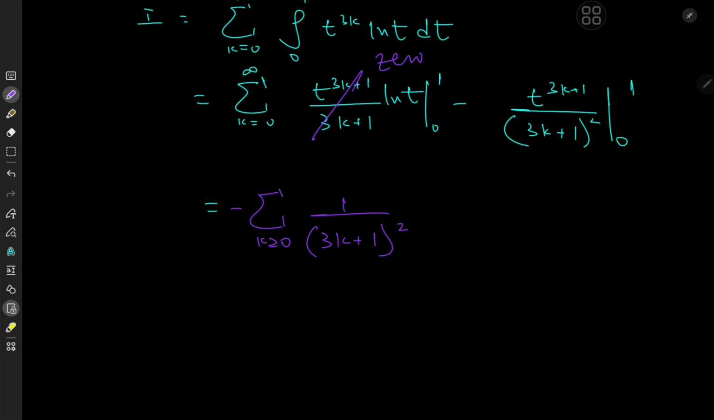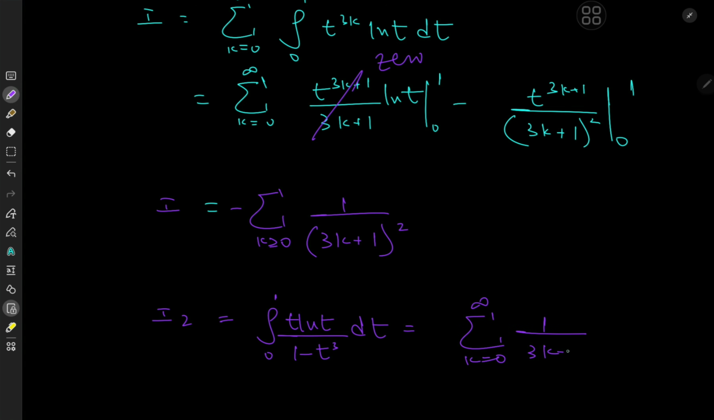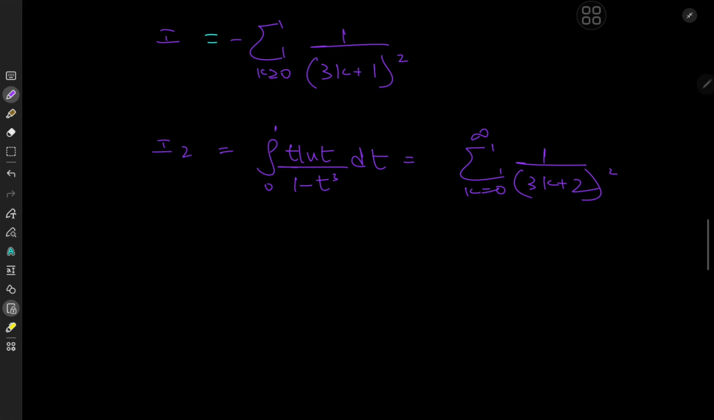Anyway, the integral I sub 2 is quite similar, so I sub 2 is just the integral from 0 to 1 of t times log t over 1 minus t cubed. So I'll leave this as a little exercise to prove that this thing sorts out to the sum over k, without a negative sign though, of 1 over 3k plus 2 squared. Okay, cool. So we have both of our target integrals, and we'll recall that the actual target integral was I sub 2 minus I sub 1, if I recall correctly.